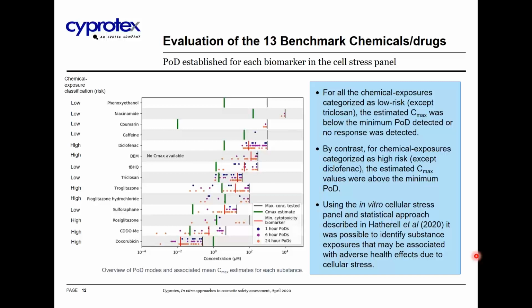With regards to the high-risk compounds, again, we pretty much saw the opposite, where many of the PODs that were calculated from the 36 biomarkers were in excess of the 1x Cmax prediction of exposure, indicating again high risk. The only compound that we didn't pick up with such a high threshold was diclofenac. Diclofenac may not have been picked up due to the low metabolic activity of HepG2s.